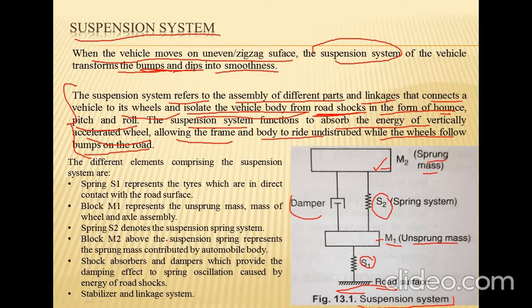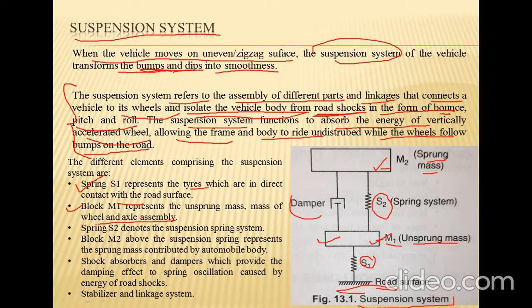The different elements comprising the suspension system are as follows. This is the spring S1, that represents the tires, which are in direct contact with the road surface as shown here. It represents the tires and other basic connected elements which are in direct contact with the road surface, generally tires. Second is the block M1, that is the unsprung mass. It represents the unsprung mass of the wheel and axle assembly.